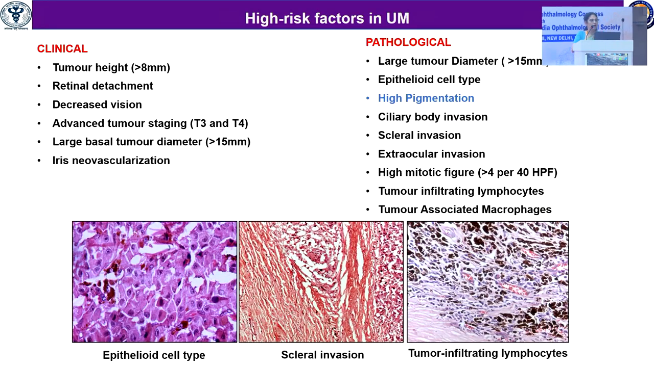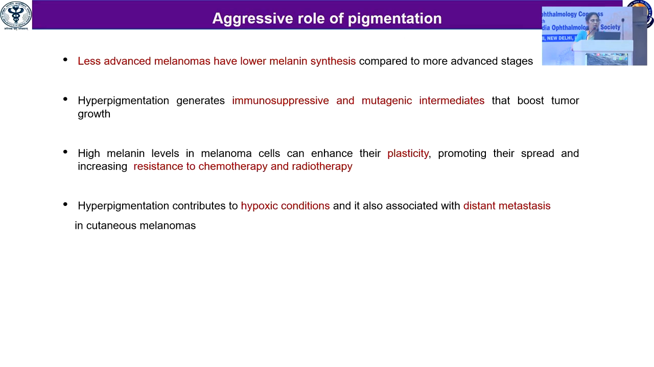Now, there are several clinical and histopathological high-risk factors in uveal melanoma. Pathological factors like large tumor diameter more than 15 millimeters, epithelioid cell type, these are the epithelioid cells with prominent nucleoli. Hyperpigmentation, ciliary body invasion, scleral and extrascleral invasion, and this is scleral invasion, tumor infiltrating lymphocytes and tumor associated macrophages.